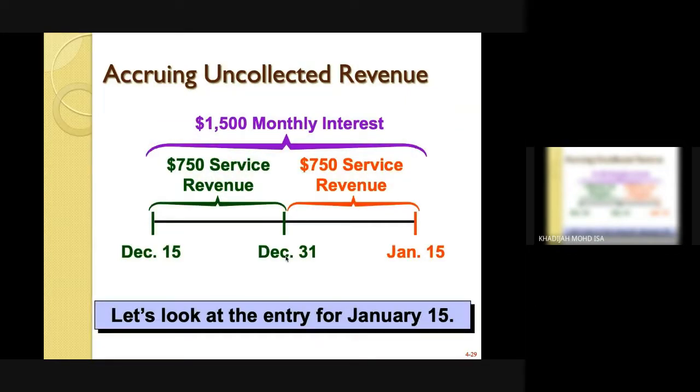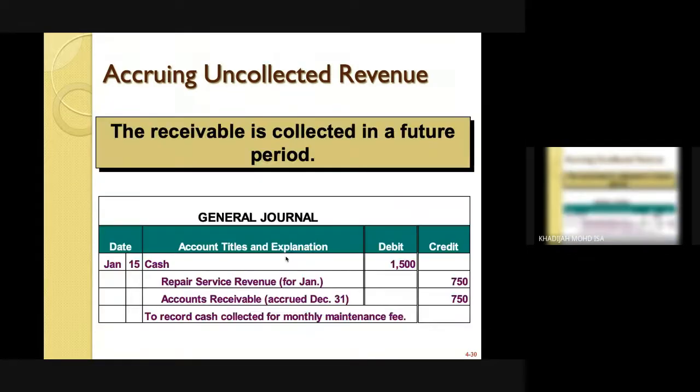All right, and the 750 later, when you receive payment on January 15, you're going to debit your cash because you're going to receive it. Do you remember your accounts receivable just now? So you receive the cash, but then you are going to reduce your accounts receivable by 750, and your service revenue for January is also recognized now.